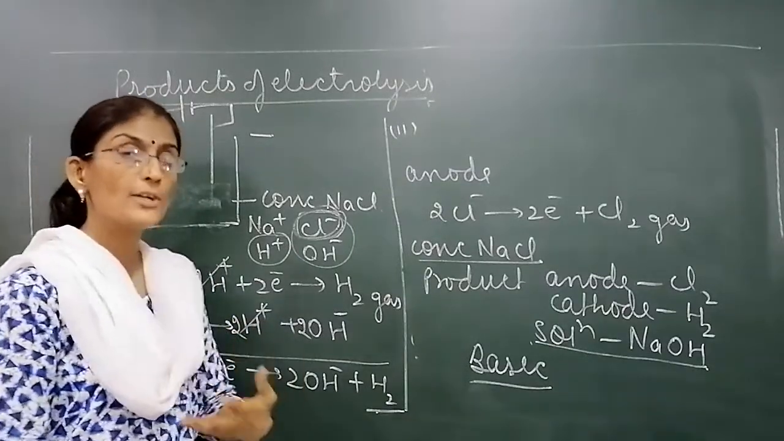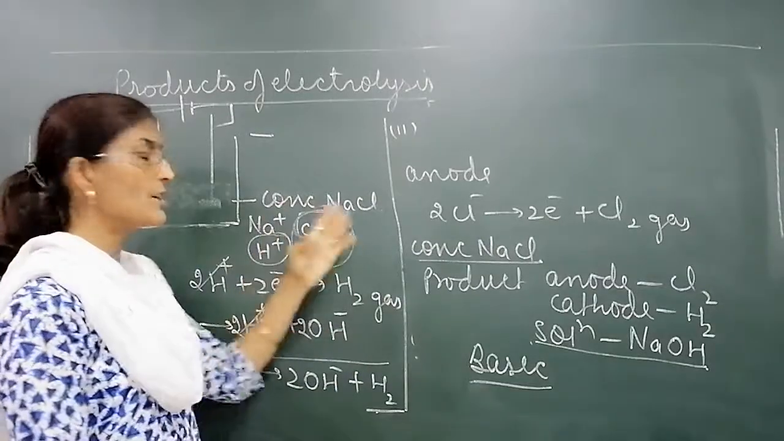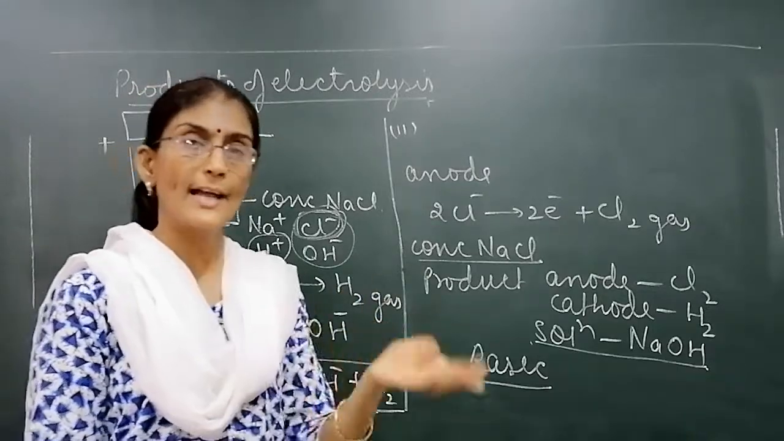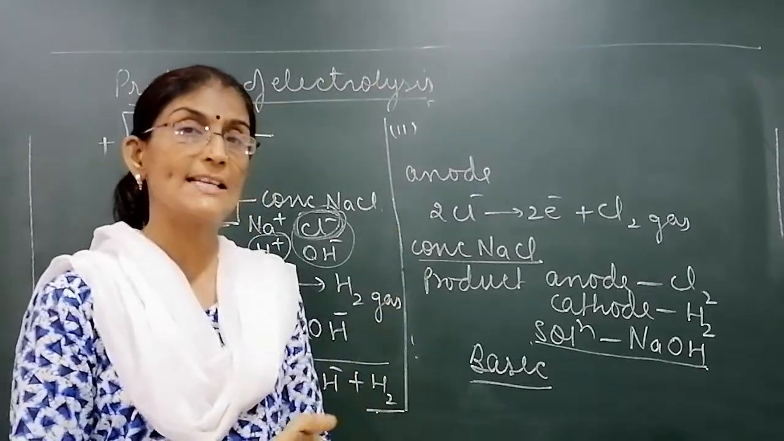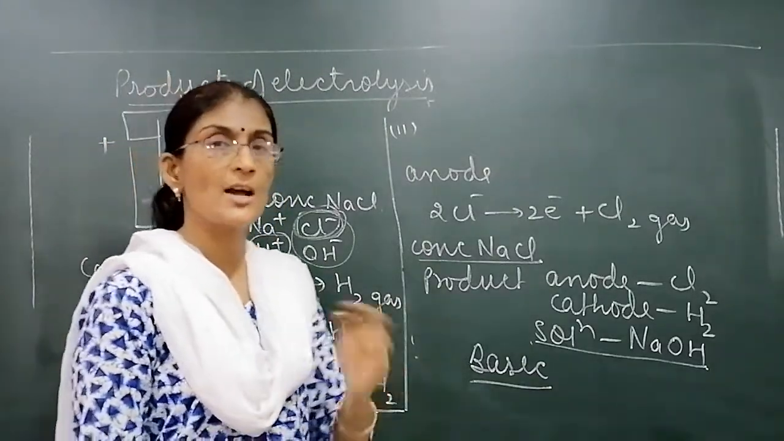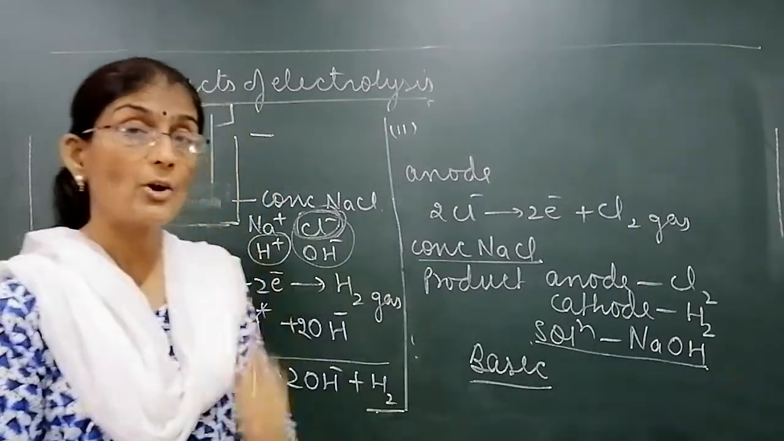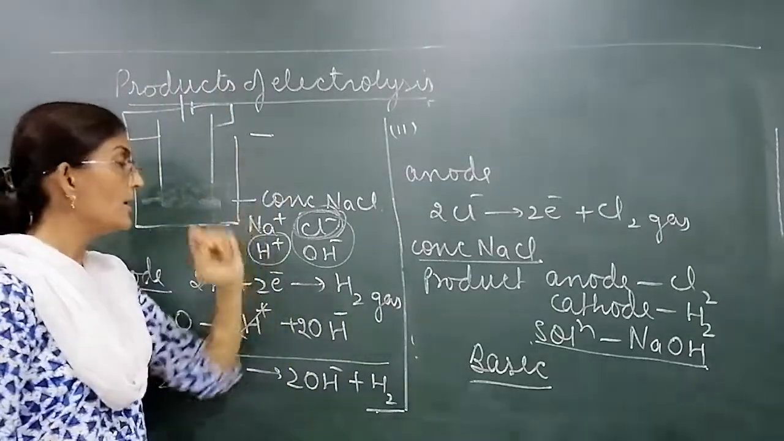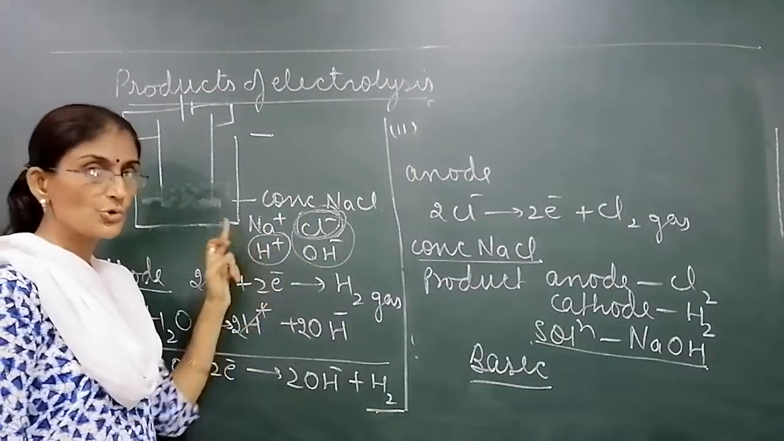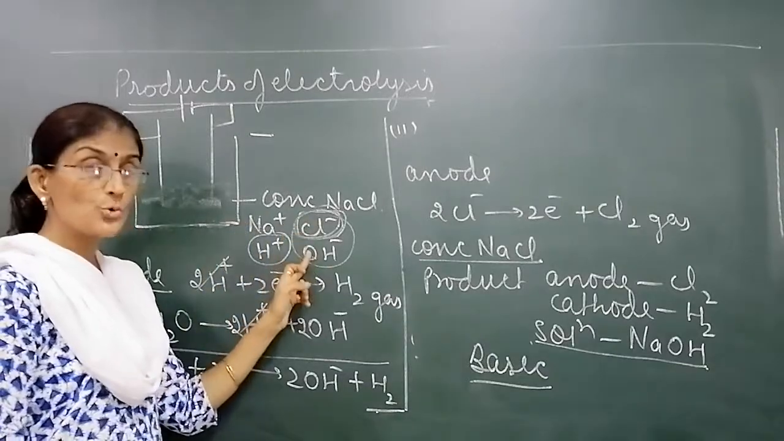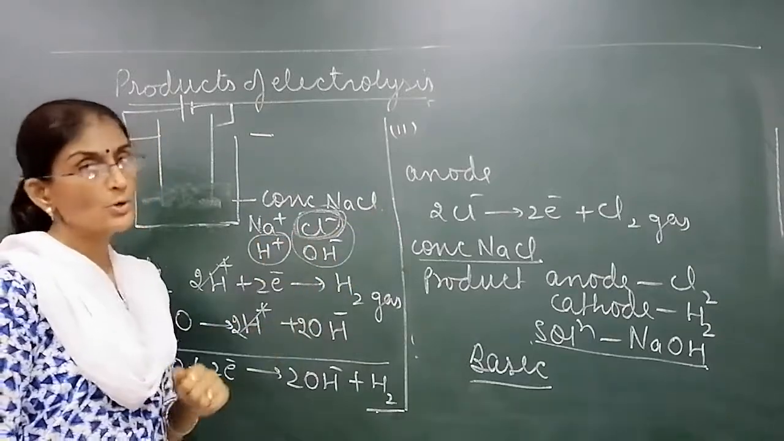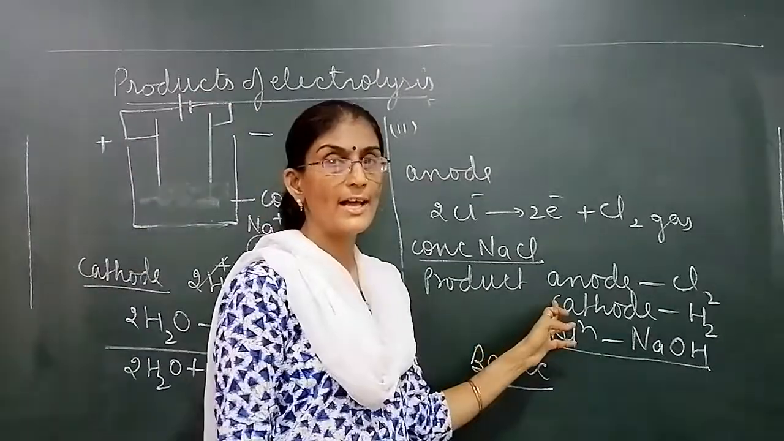So these are the products obtained at anode and cathode when different concentrations of NaCl are used. If we take molten NaCl, sodium and chlorine are produced at cathode and anode. If we take dilute NaCl, then water will be preferable. Electrolysis of water takes place, and hydrogen and oxygen will be obtained. But if we take concentrated NaCl, there will be competition between these. Out of these two cations, hydrogen ion will move, so sodium ion will remain in the solution. Out of these two anions, chloride ion will move due to overpotential and discharge to form chlorine gas. So these are the products obtained at anode and cathode.